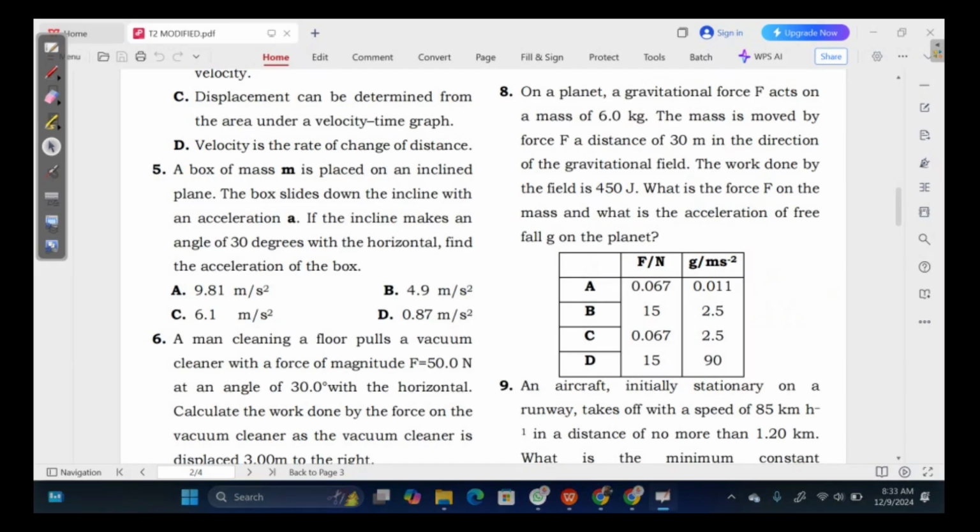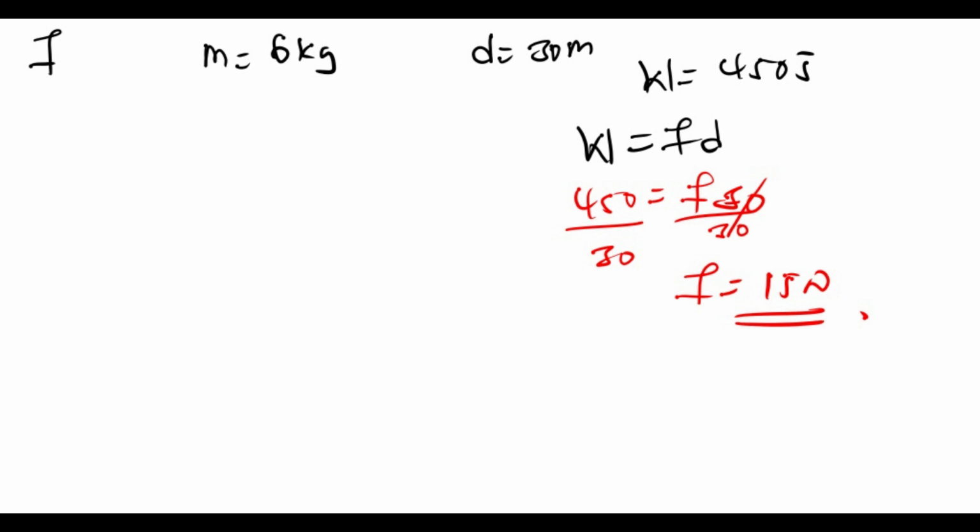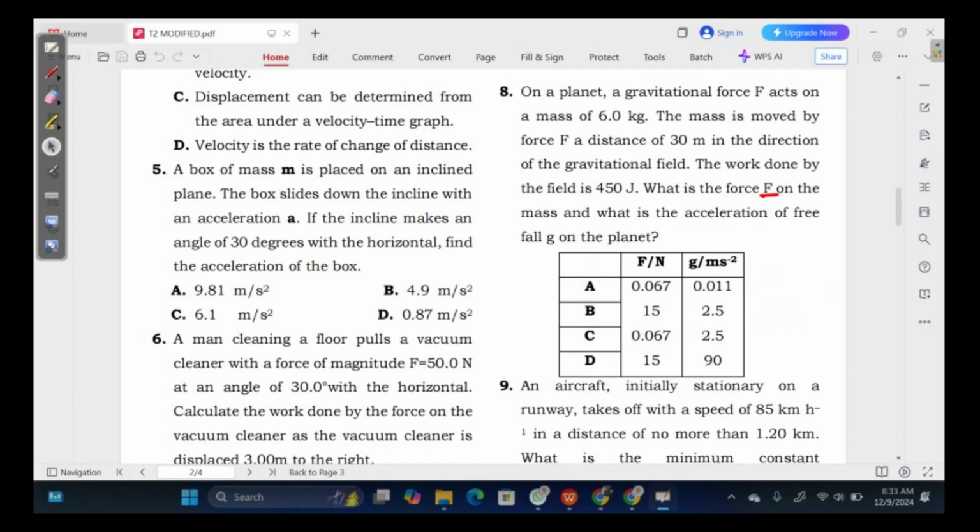They're saying, what is the force on the mass and what is the acceleration due to gravity? So they're asking about g. And we know that if we do have the force, it will be mg. So they want us to find g. Force is 15. The mass is 60. Was this 6 or 60? The mass is 6.